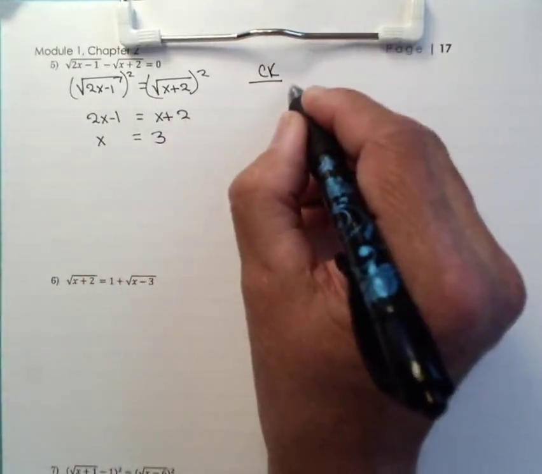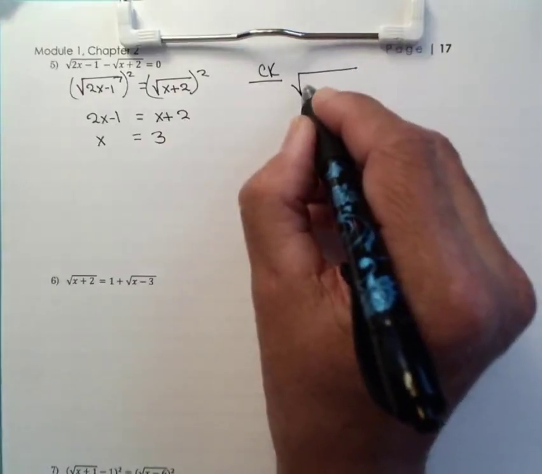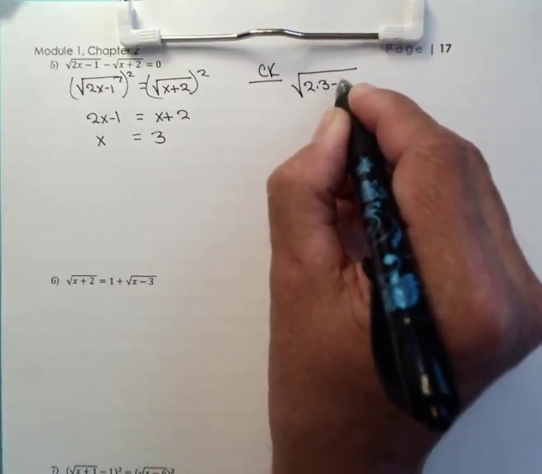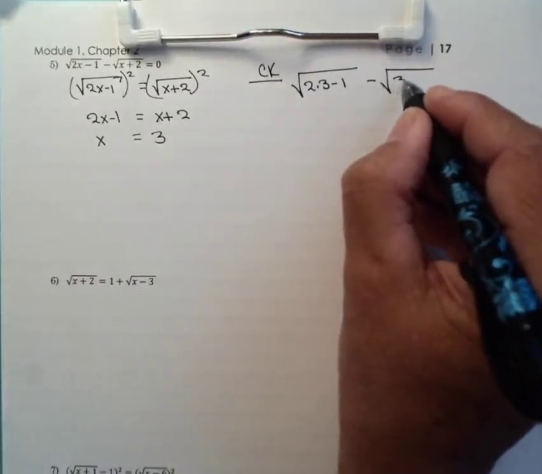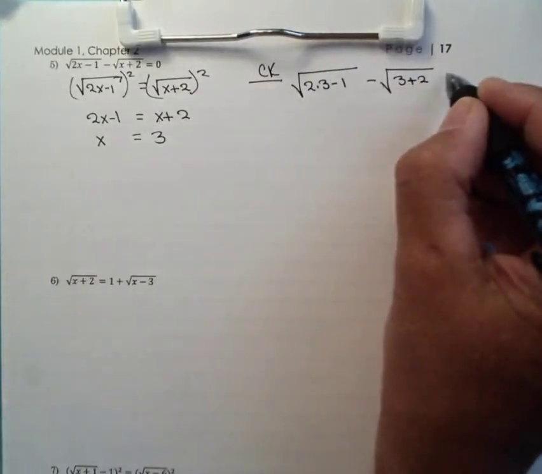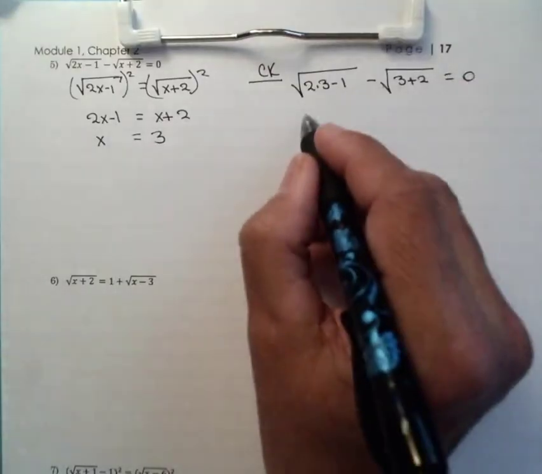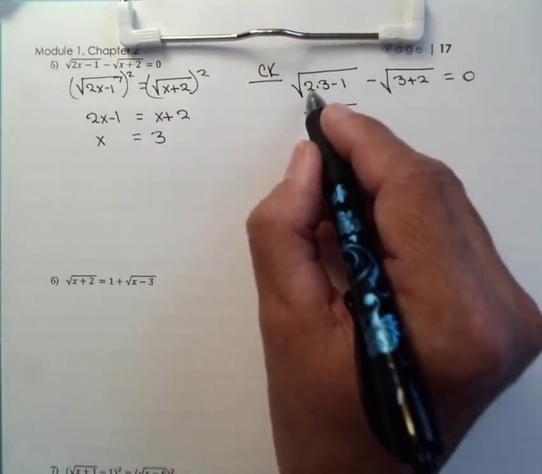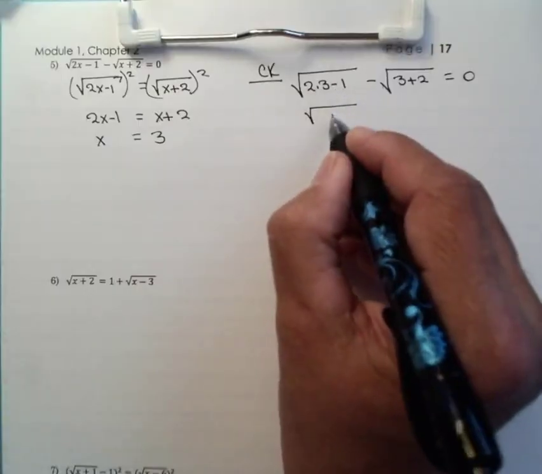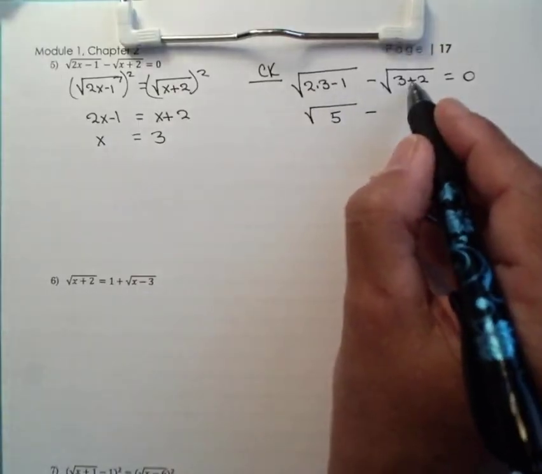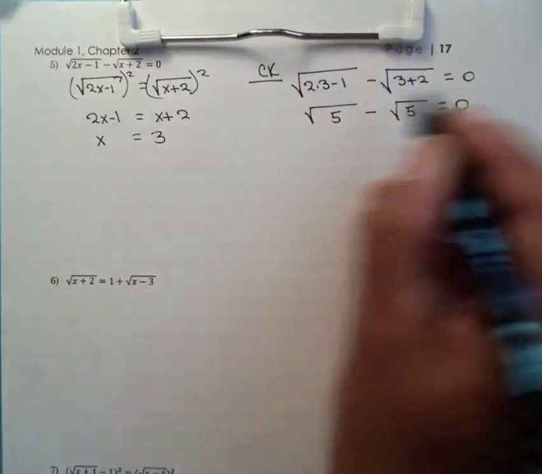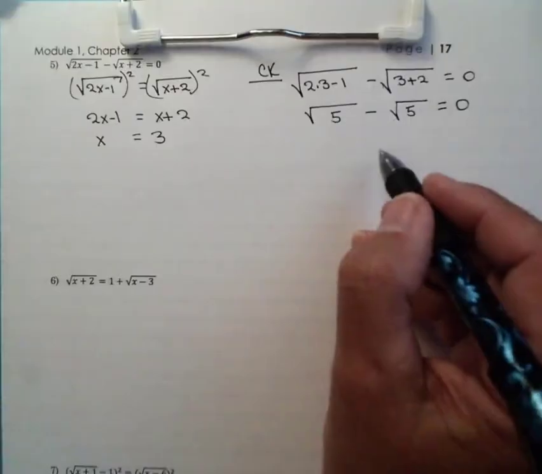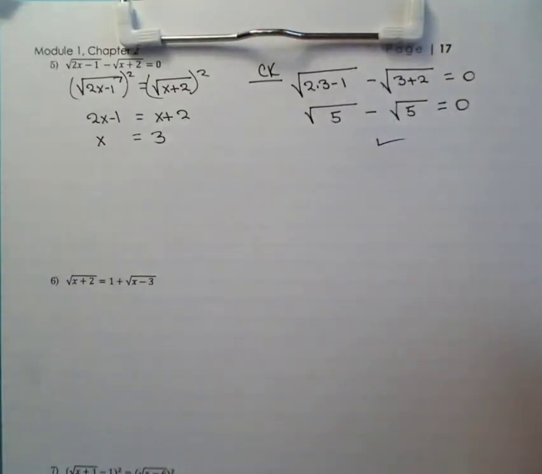And when I check that, I end up with the square root of 2 times 3 minus 1, and subtract then this radical, which is 3 plus 2, and that's equal to 0. Well, this is the square root of, that would be 6 minus 1, or 5. And this is 3 plus 2, or 5. So what I've got is square root of 5 minus the square root of 5 is 0. Anything minus itself, it's 0. That checked out, didn't it?